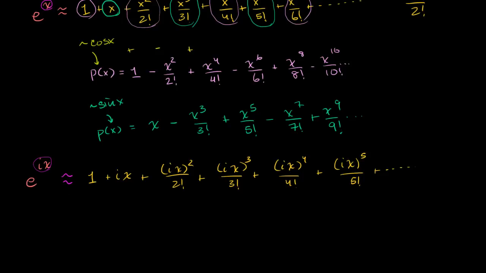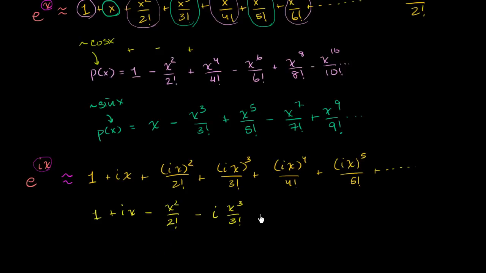So this will be equal to 1 plus ix. Ix squared, that's the same thing as i squared times x squared. i squared is -1. So this is negative x squared over 2 factorial. And then this is going to be the same thing as i to the third times x to the third. i to the third is the same thing as i squared times i, so it's going to be -i. So this is going to be minus i times x to the third over 3 factorial.